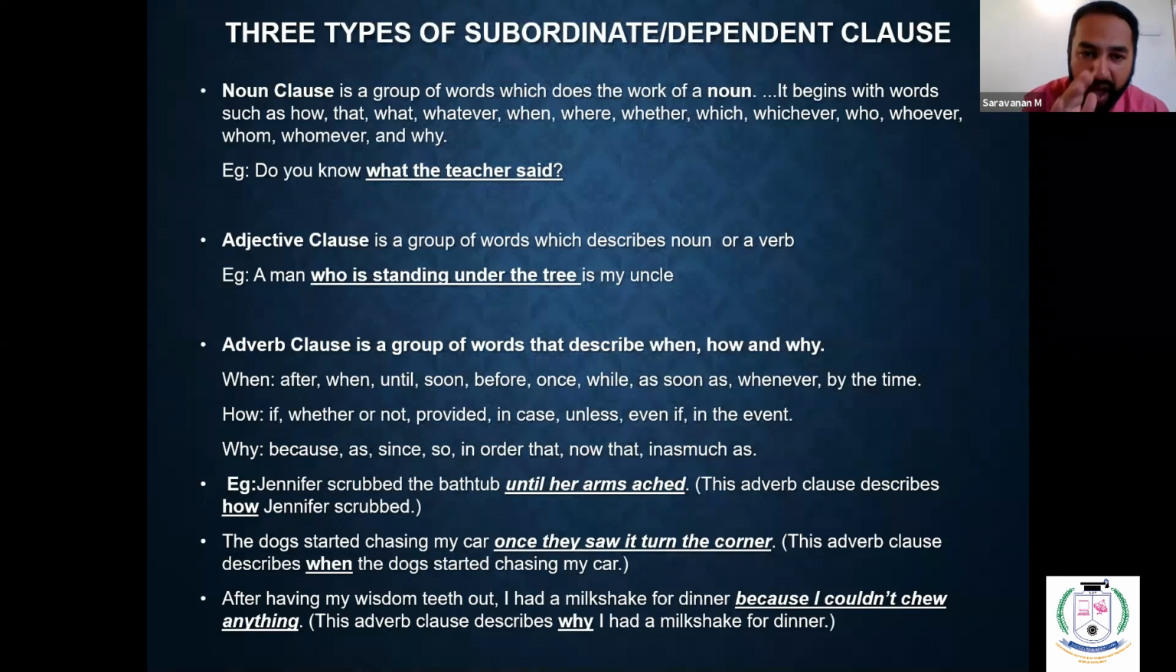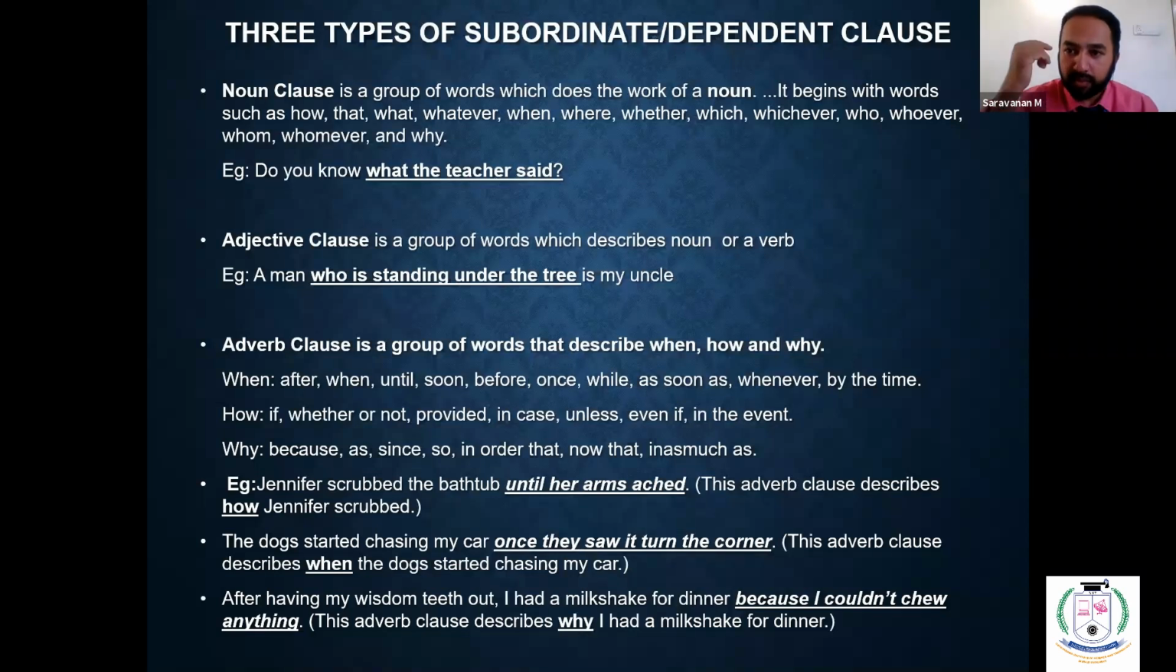Now comes adverb clause. What is an adverb? First of all, let us see what is verb. Verb is an action word. Okay, verb is an action word. What is adverb? Adverb gives more information about the action. That is how the action took place.